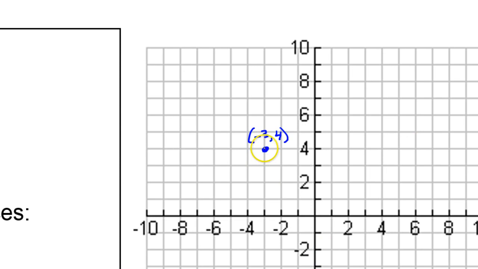So because my a value is 5, I'm going to go left 5, and that's going to be a vertex, and I'm going to go to the right 5, and that's going to be a vertex. So this is the point -8, 4, and this is the point 2, 4. So those are my vertices.